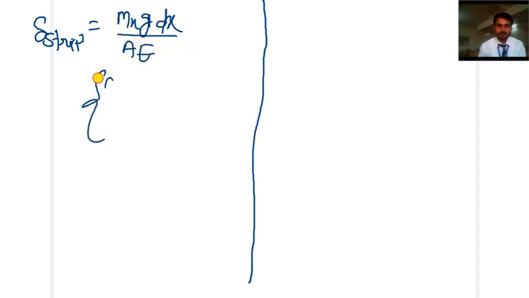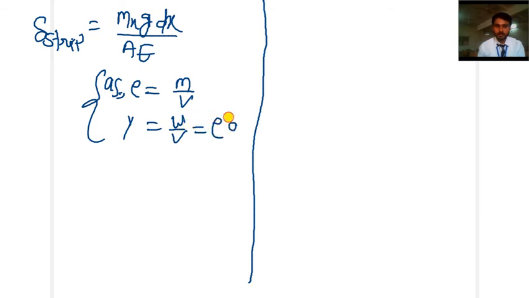As m equals, we will put the value of m here. For that we should keep in mind two types of parameter here. First one is mass density, that is rho. Mass density is mass by volume, and the second one is weight density, that is weight by volume, and that will be equal to rho into g.